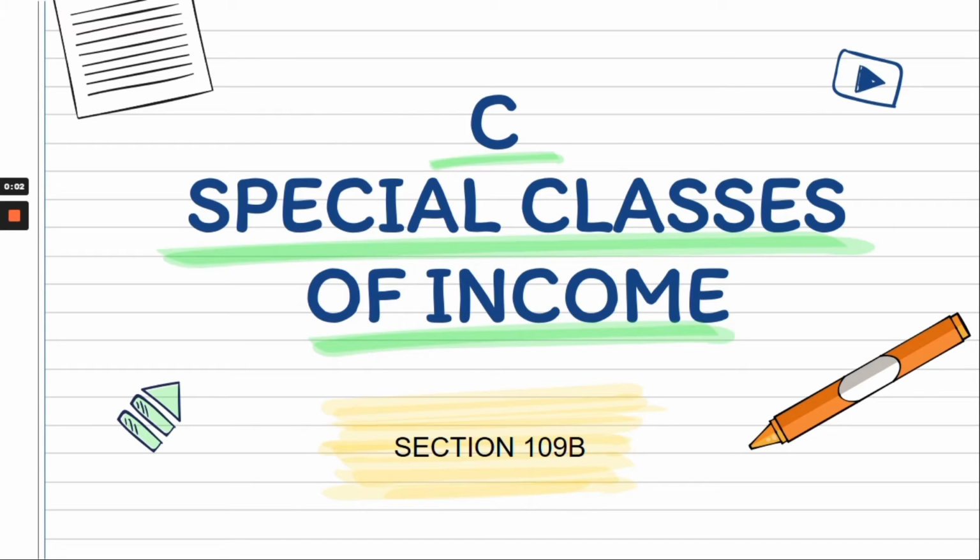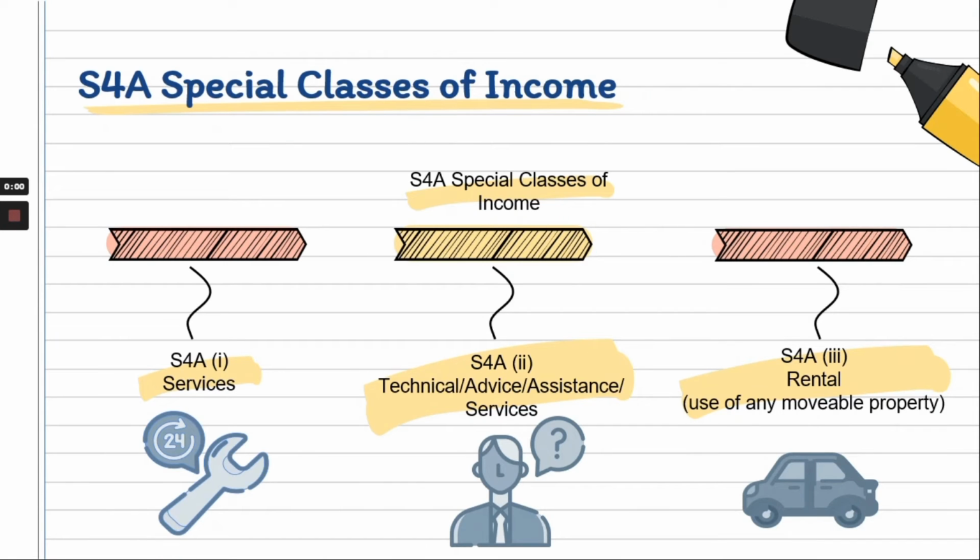Next is special classes of income. This section is under section 109B. Firstly, we will look at section 4A, special classes of income. This section consists of three parts of income, which is section 4A1, section 4A2, and section 4A3. We will look at further explanation.